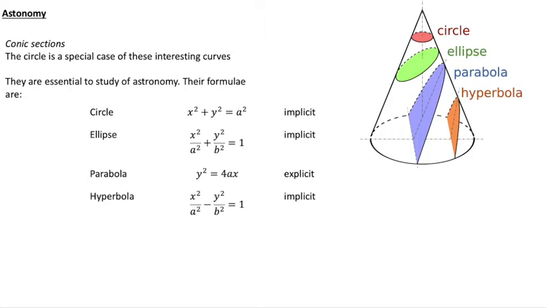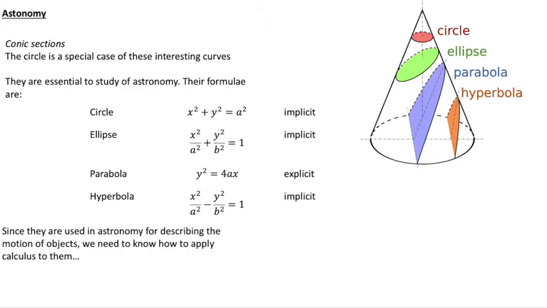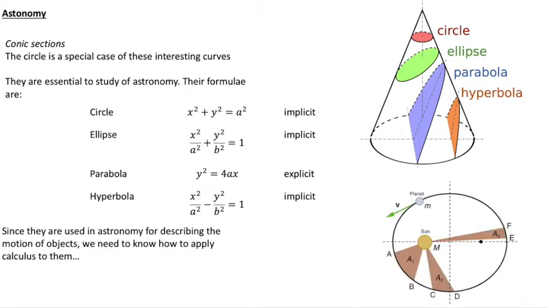I'm not going to go into the detail of that, but you can look it up if you like, or you maybe already know. So since they are used in astronomy for describing the motion of objects, then we need to know how to apply calculus to them, which we will look at in the next video. And that's just an example of an astronomical situation with an ellipse.